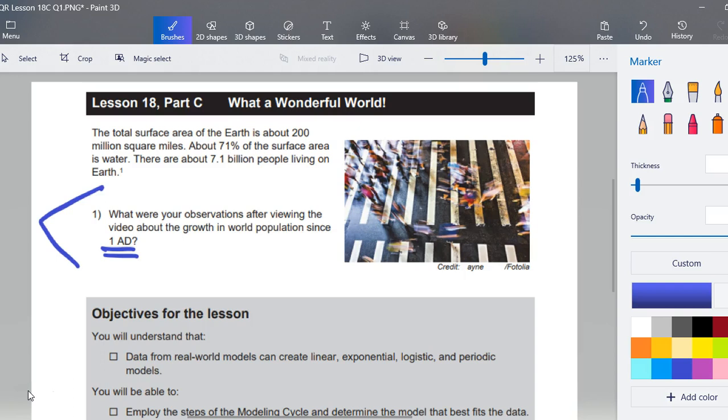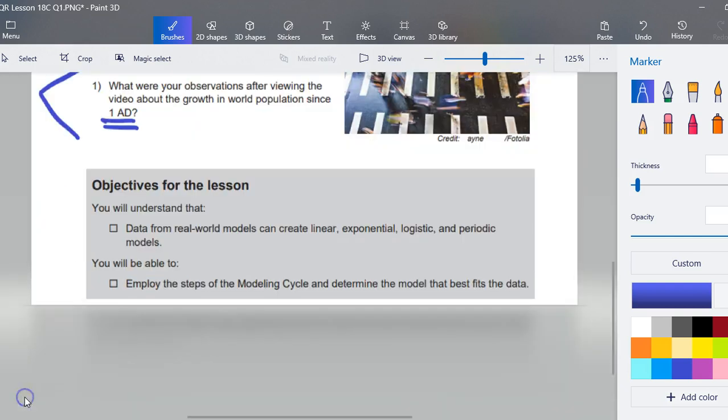Then it would be good to go ahead and read the objectives, go on and look at questions 2 and 3, and then come back and we'll actually walk through the objectives together. So by the end of this lesson, we're going to understand that data from real-world models can create linear, exponential, logistic, and periodic models. We're also going to be able to employ the steps of the modeling cycle and determine the model that best fits the data.